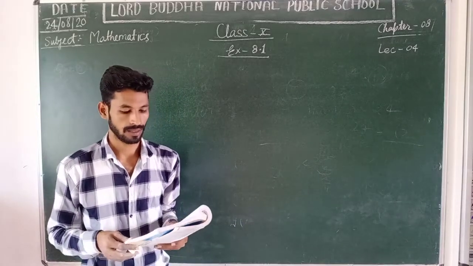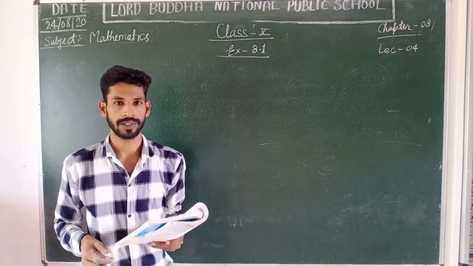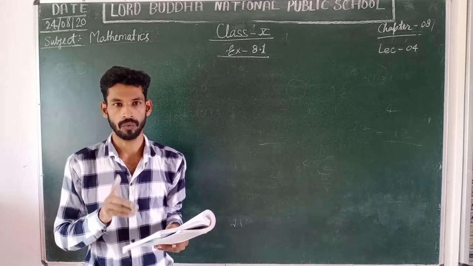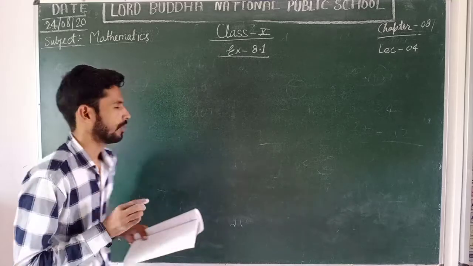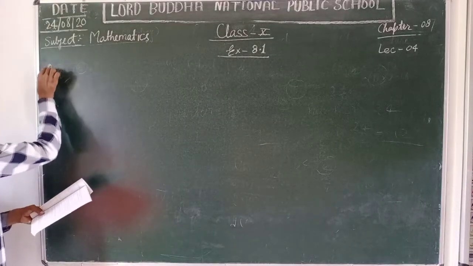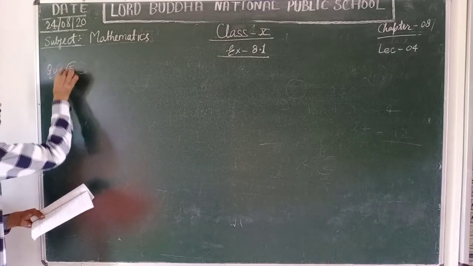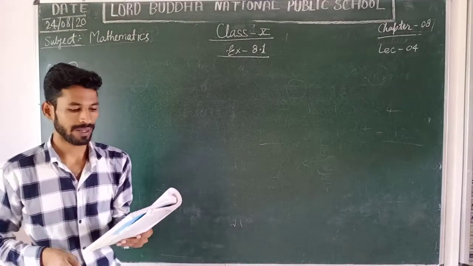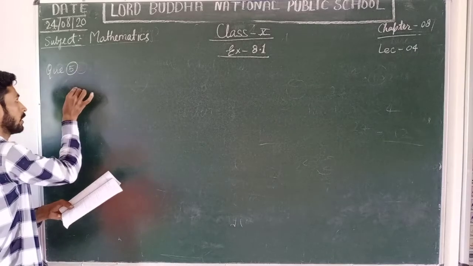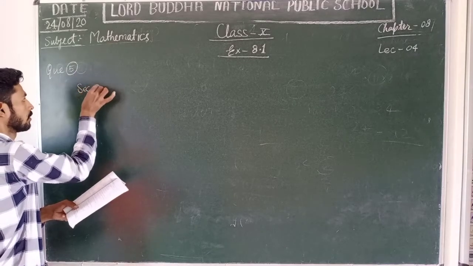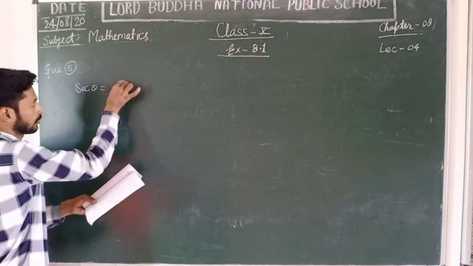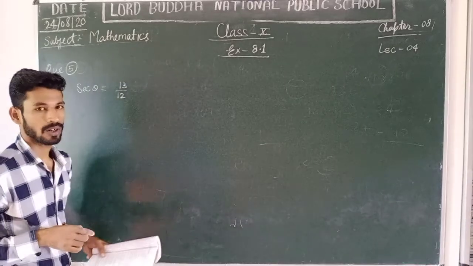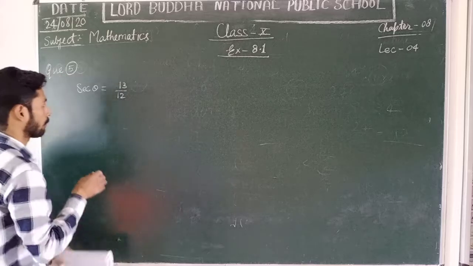Today's lecture is on exercise 8.1. In the previous lecture, we solved questions 1 to 4, and today we will start with question number 5. In question number 5, given that sec theta equals 13 upon 12. Calculate all other trigonometric ratios.